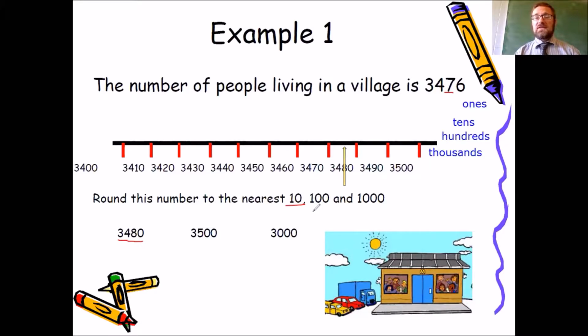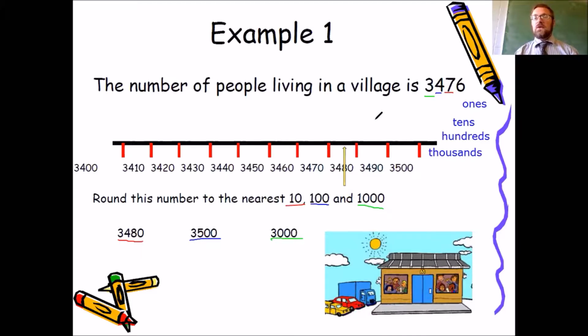Now, the next thing says to round to the nearest 100. So you look at the hundreds digit, which is a 4, and you look to the right of that, the 7. Does that tell us to stay or go up? It tells us to go up, so we end up with 3,500. And for the last one, it asks us to round to the nearest thousand. So we look at the thousands digit, and the number to the right of that, which happens to be the 4. Does that tell us to stay or go up? It tells us to stay in this case, so our answer is 3,000.